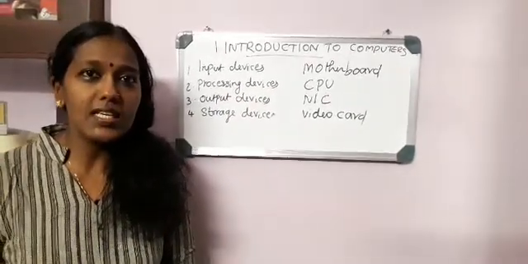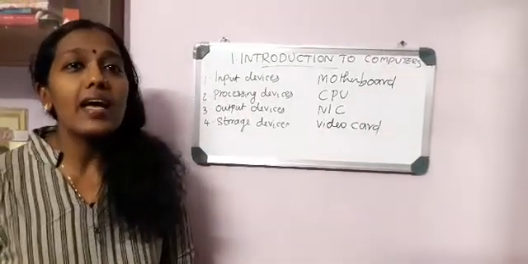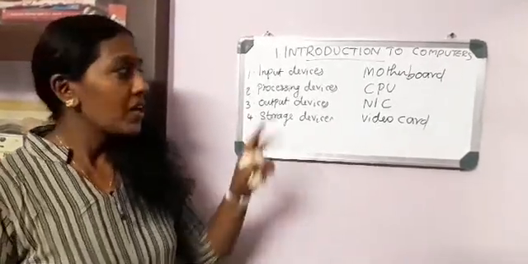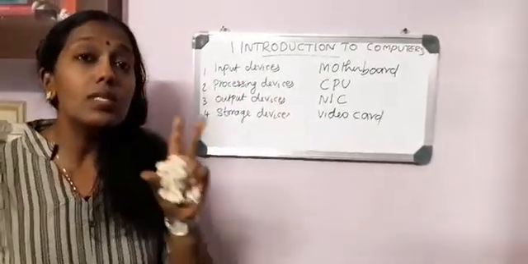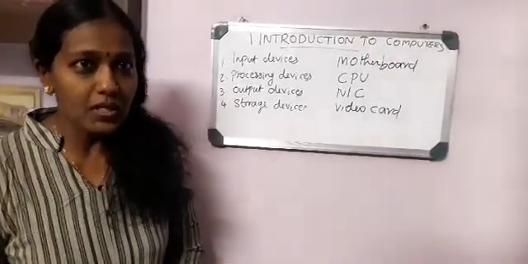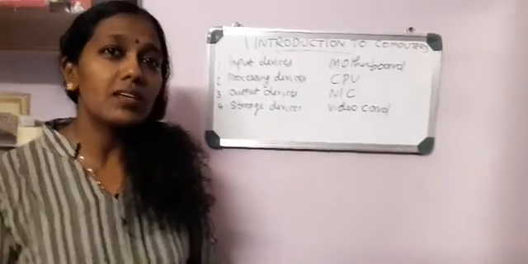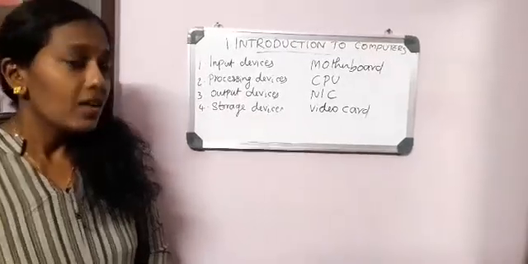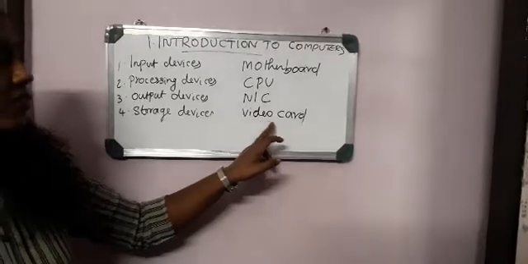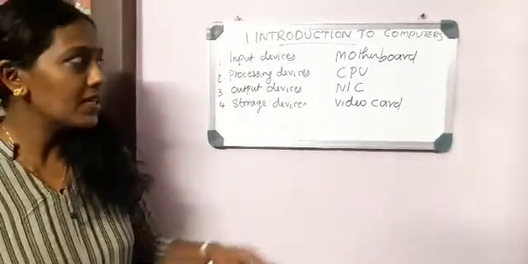Children, what is a processing device? A processing device controls and manages all the functions inside a computer. Do you know some of the examples of processing devices? Motherboard, CPU, network interface card, video card or graphic card are some of the examples of processing devices.